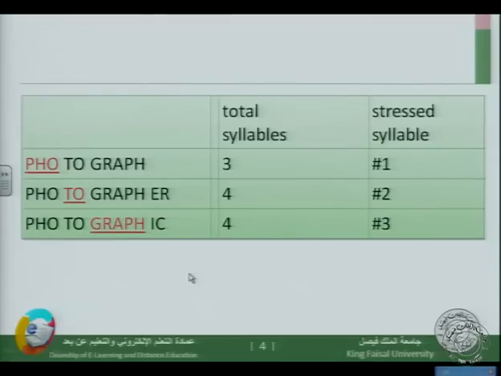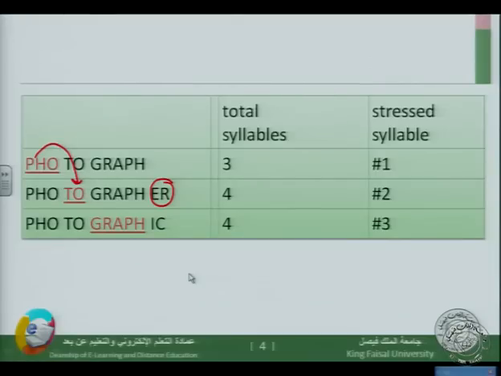For example, if you look right here, how many syllables do you remember has the syllabification of words? You need to go back to understand the syllabification of these words. Photograph. How many syllables? We have 3 syllables. Where is the stressed syllable? The stressed syllable is pho. Photographer. As you can see, we have added the suffix er to the word photograph. Since we add er, the stress moved from pho to to.